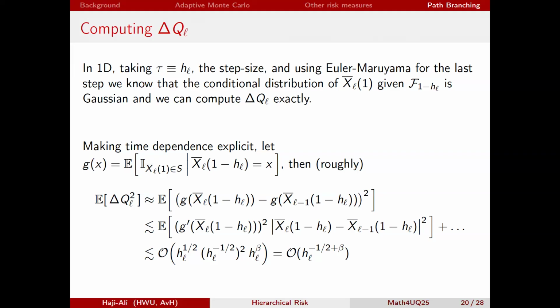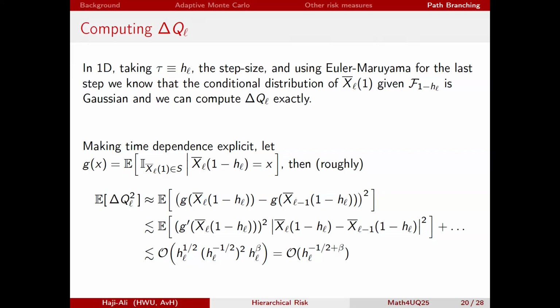And so the point is that we can have this expectation here, I'm making time dependence explicit, of the XL at time 1 being in the set omega, given that the previous time step is x, so call that function g of x. And then if I look at the second moment of this difference, that's just the expectation of the difference of g's squared. And now this g is differentiable, so I can take the derivative and then take this difference squared. This difference squared is converging at rate beta.